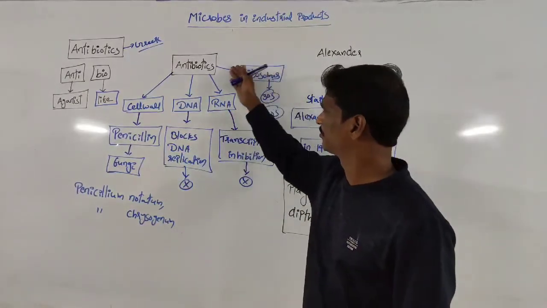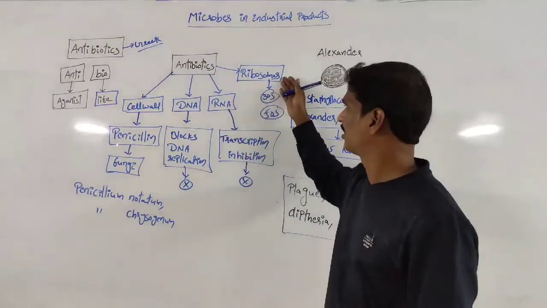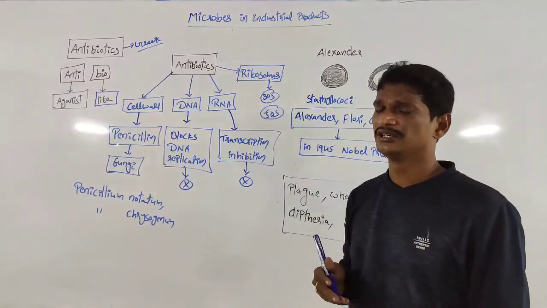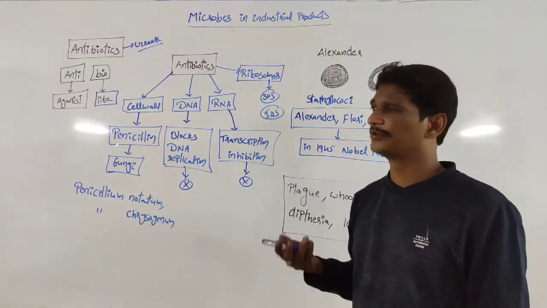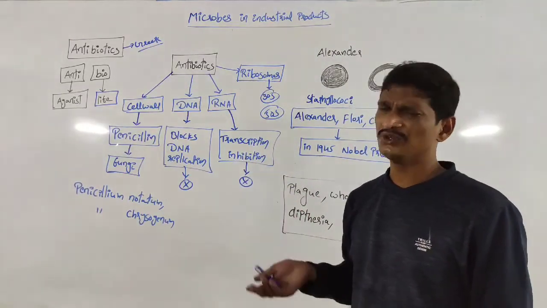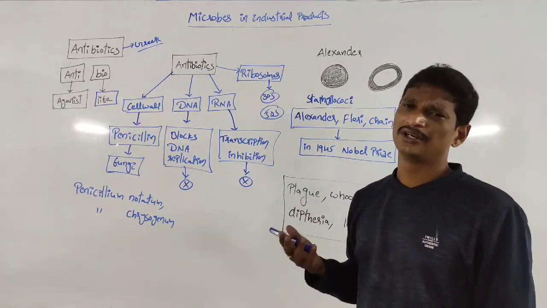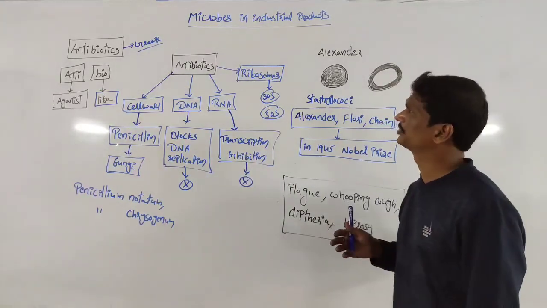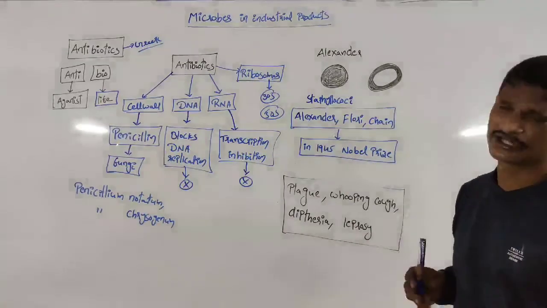Nowadays, the majority of people are targeting the DNA, RNA, and ribosomes of the bacteria, or maybe some of the fungi or other disease-causing agents. That is about antibiotics production.